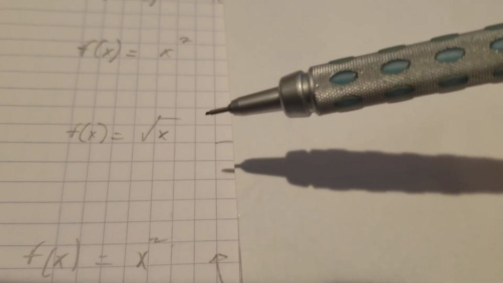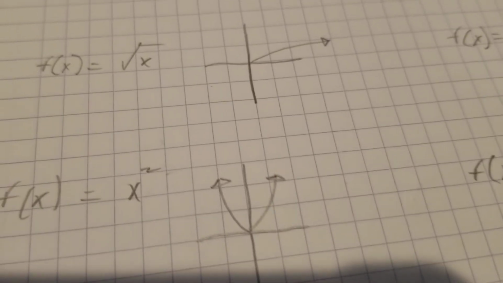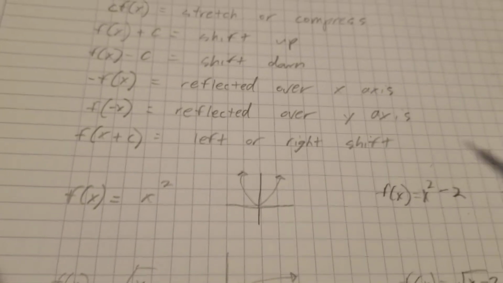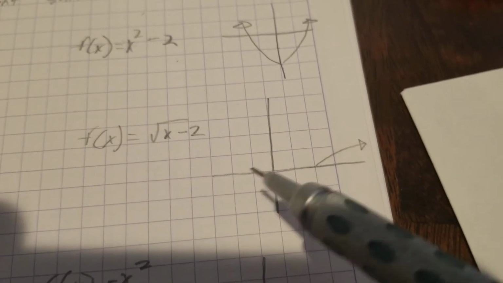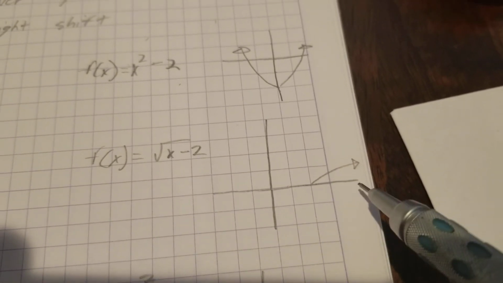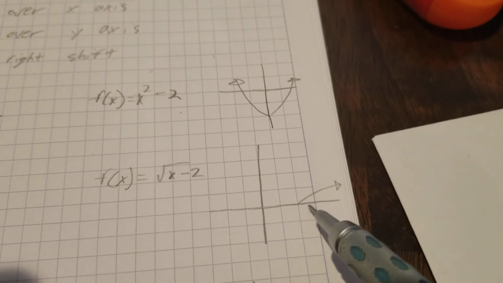Then we got this guy here, the square root of x. Looks like one of these. And so when I was talking about this left or right shift, if we've got it inside the function, we're going to shift it over to the right. Plus is the other way, but minus is this way.